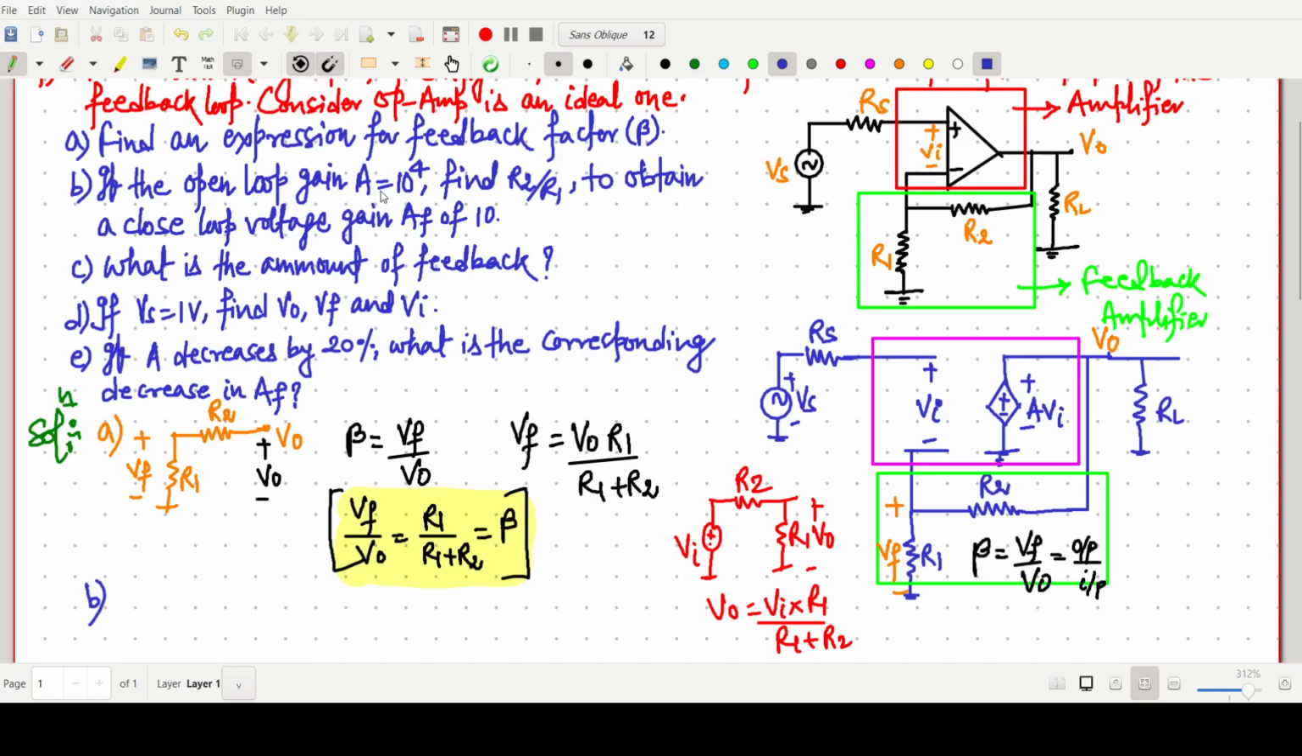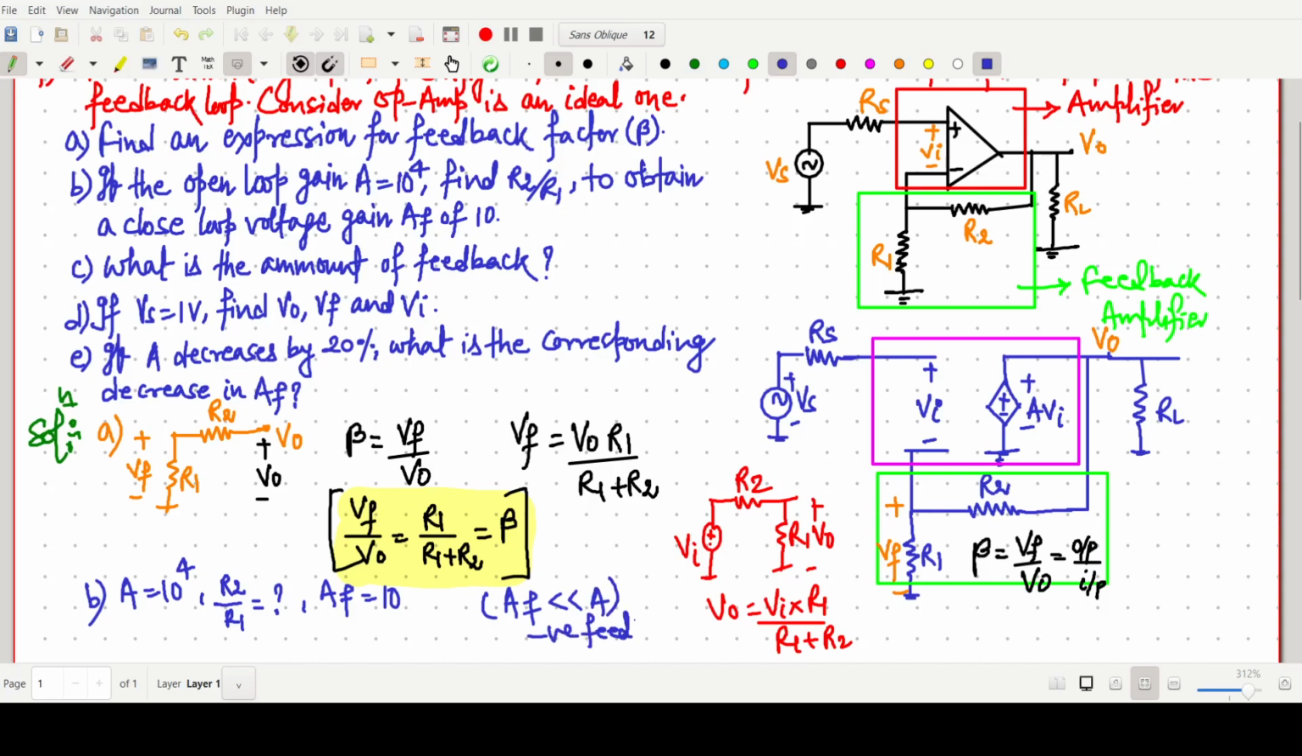If the open loop gain A is 10 to the power 4, we have to find R2 by R1. In this question, the closed loop voltage gain AF is also given, AF is 10. Here the AF value is much less than A, so this one is a negative feedback.